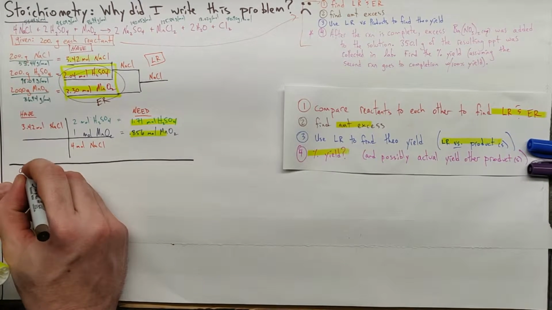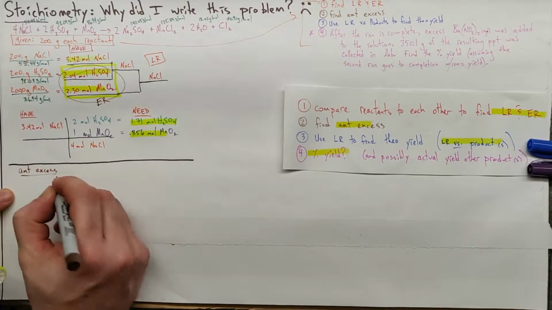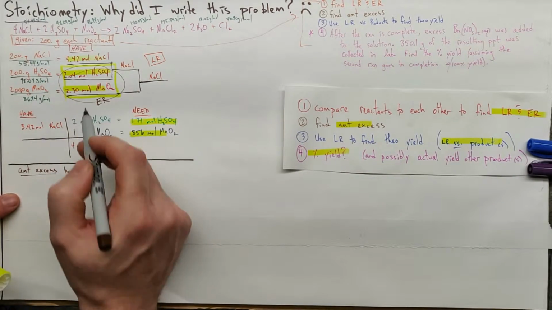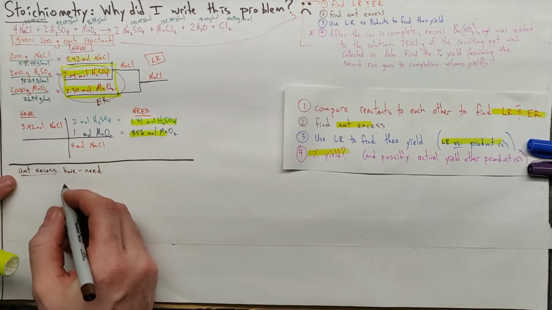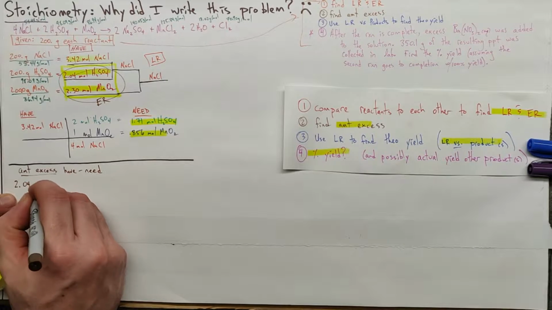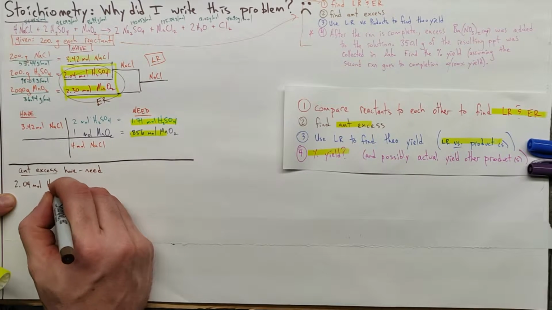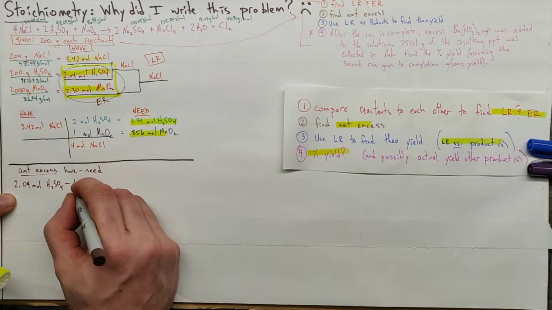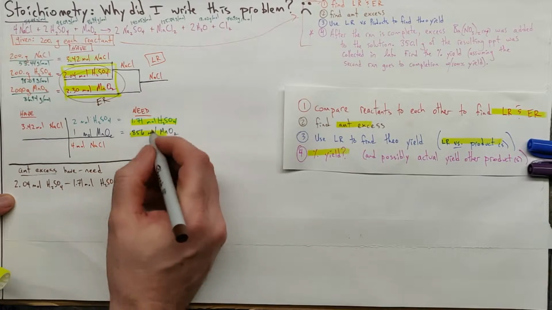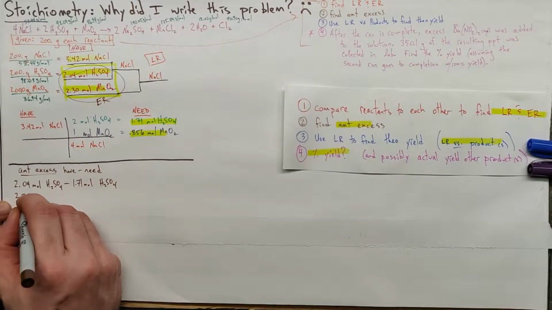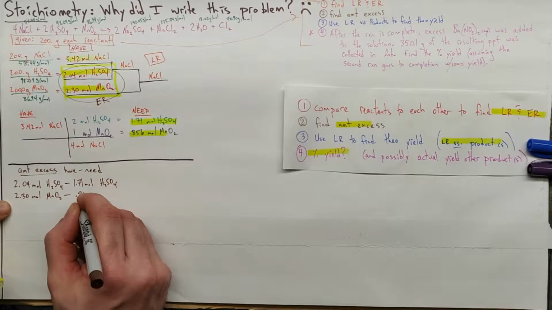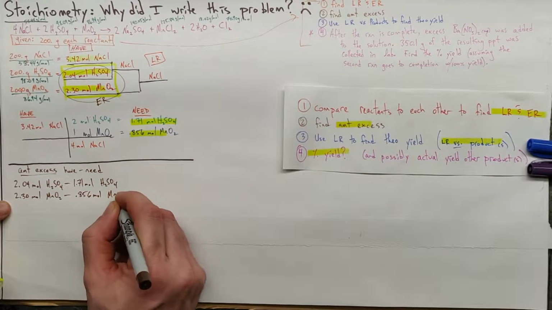Our amount excess, same as always, we're going to do have minus need. It's just that with 3 reactants, 2 of them have to be excess, and 1 of them is going to be limiting. We have 2.04 moles of sulfuric acid, and we're going to subtract the 1.71 moles of sulfuric acid. We have 2.30 moles of manganese dioxide, and we're going to subtract our 0.856 moles of manganese dioxide.